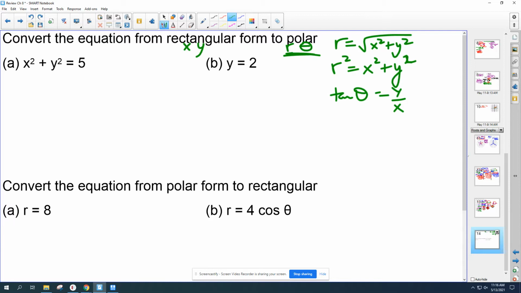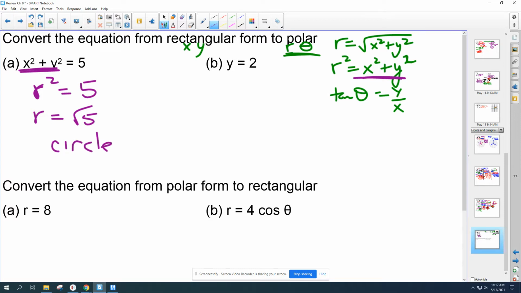So when you look at this first one, people don't know what to do, but it's really not that hard, because you've got x squared plus y squared, okay? X squared plus y squared is equal to r squared. So you have r squared equals 5, okay? If you square root both sides, you can see that that's a circle, all right? But maybe you knew that was a circle ahead of time. But now we've got a circle in polar form.